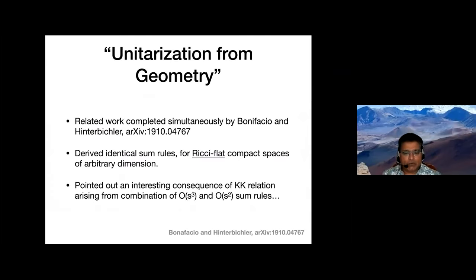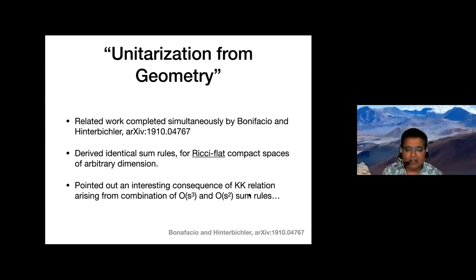While we were finishing this work, Bonifacio and Hinterbichler did something related, and that's their paper there. They derived identical sum rules in two ways. They did it purely from the scattering amplitudes directly, and they also proved the sum rules that I showed you for Ricci-flat compact spaces. I remind you that Ricci-flat means R equals zero, and RS is not Ricci-flat. So we have independent confirmation that the sum rules we derived are the right ones.